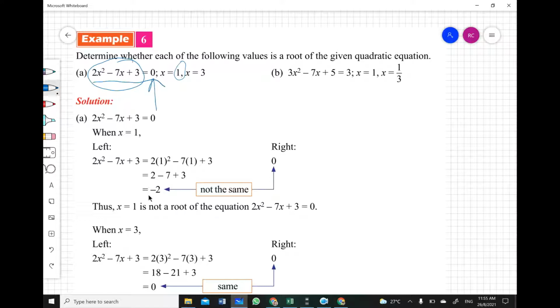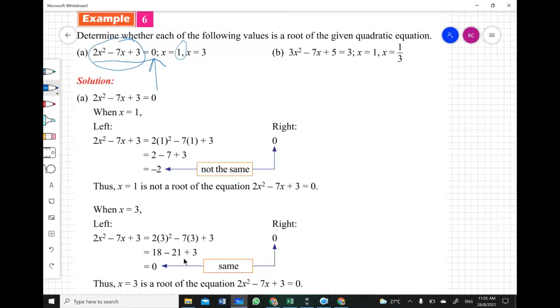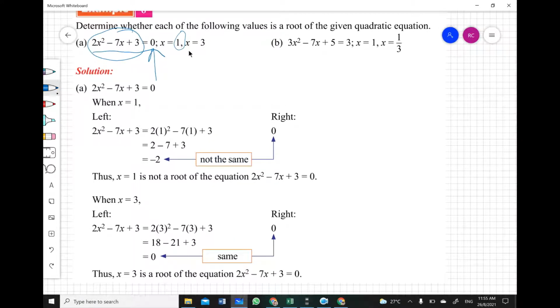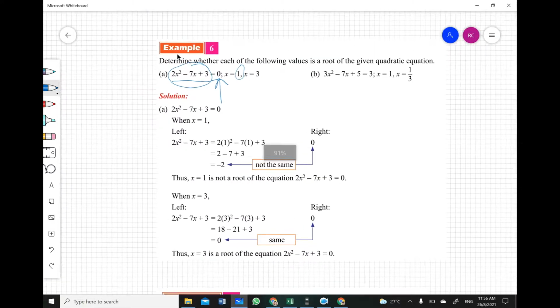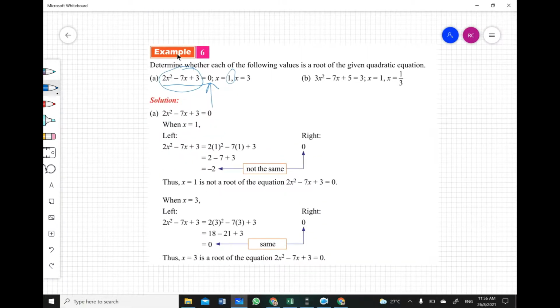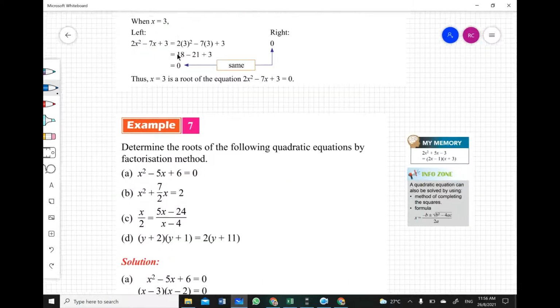So when you find out the value is not the same, meaning that these are not the roots for the quadratic equation. Okay, and then when you substitute the 3 into this one here on the left, I'm going to get 0. And then it is equal to the right, that is 0. So x equal to 3 is the root of the equation, but x equal to 1 is not. Okay, that is how you determine. So I just simply bring you through this one. Okay, now we look at example 7.